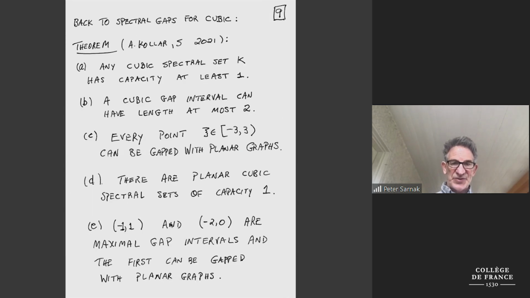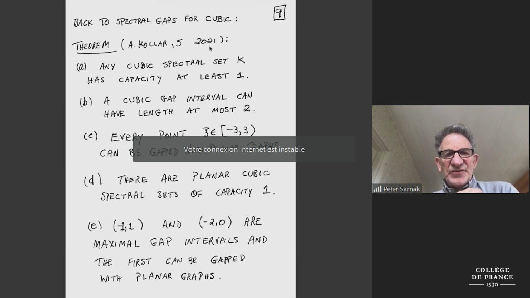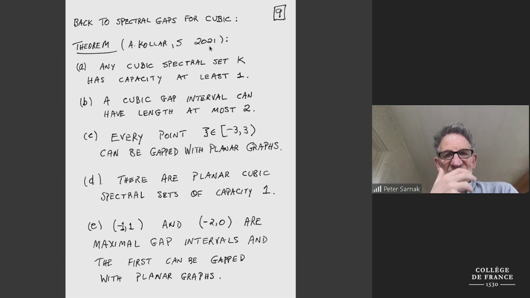Okay, so here's the first main theorem. This is joint with Kollár from 2 years ago. And it gives a description of what kind of sets are maximal spectral gap sets for three-regular graphs. So any cubic spectral set, remember, a spectral set means a subset of [-3, 3] such that there's an infinite sequence of three-regular graphs, all of whose spectra lie in K. If you have such a spectral set, it can't be too small. It has to have capacity at least 1.